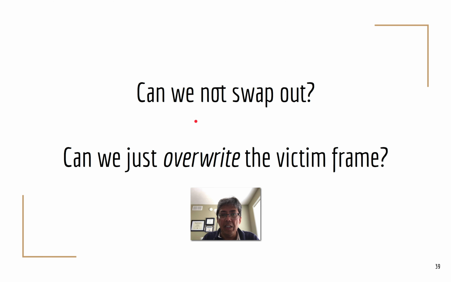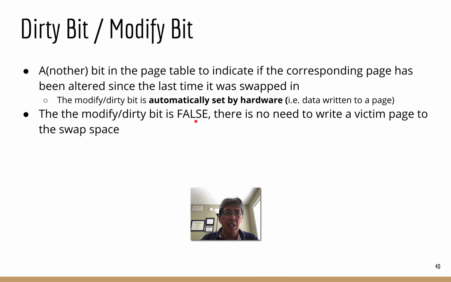So now the question is, can we avoid swapping out a process? Can we just overwrite the victim frame with whatever frame that we have to bring in from the swap disk to RAM? Well, the issue is when the victim frame was modified by the owner, so we cannot just overwrite. We do have to write the content of the victim page to the swap disk before we can bring in the new page from the swap disk.